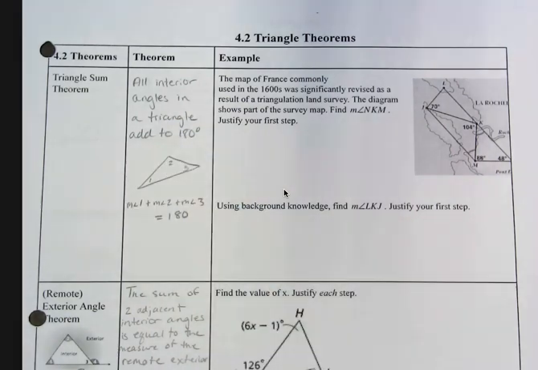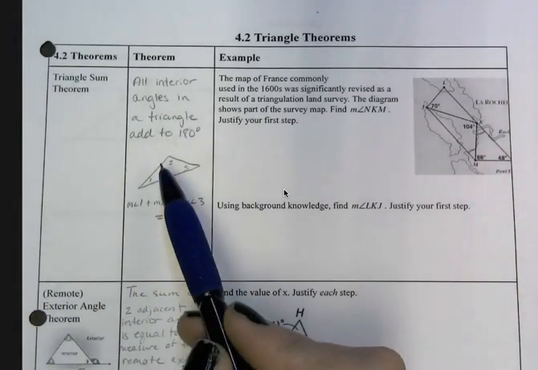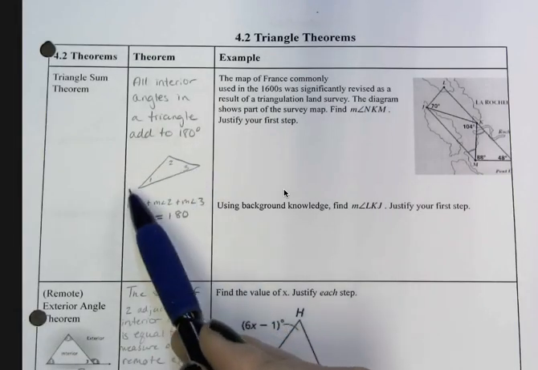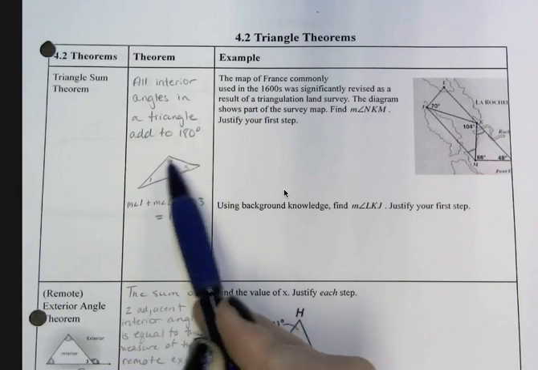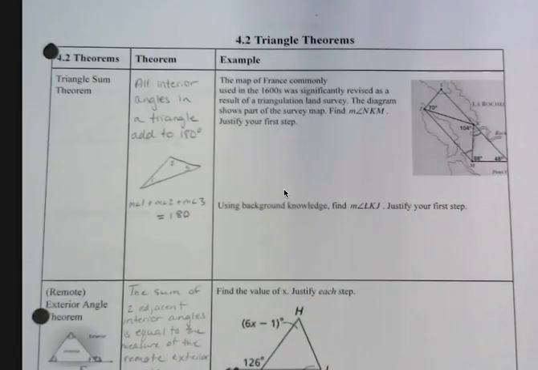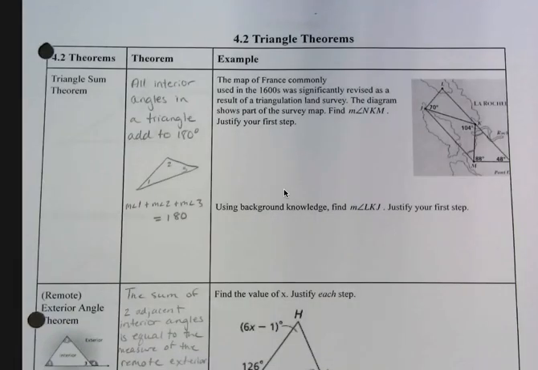Most of you probably already know this information, but this theorem states that all the interior angles in a triangle add up to 180 degrees. So in my little picture here, angle 1 plus angle 2 plus angle 3, all those measurements have to add up to be 180 degrees. We're going to use that information to help us with this first example.